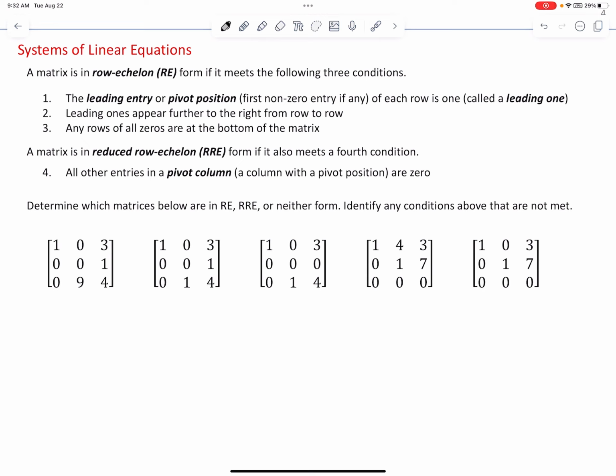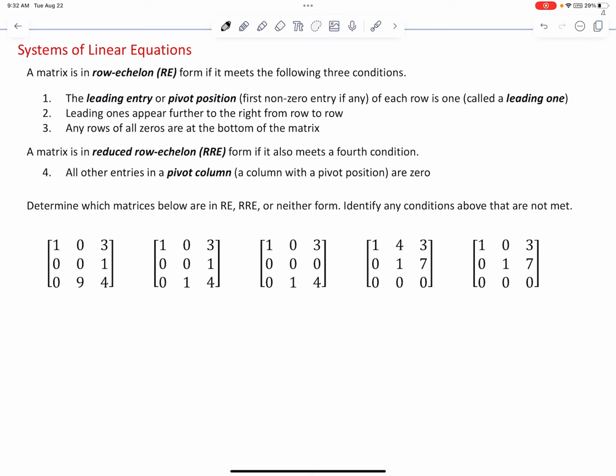So the leading entries all have to be 1s, basically. Second condition is that the leading ones have to appear further to the right as you go from row to row. So as you go down the rows, you have to see your leading ones further and further to the right. And number 3, any rows of all zeros are at the bottom of the matrix. So these first 3 conditions, if they're satisfied, the matrix will be in row echelon form.